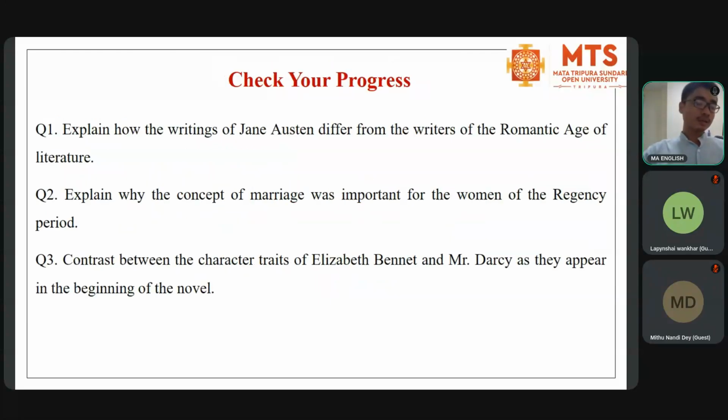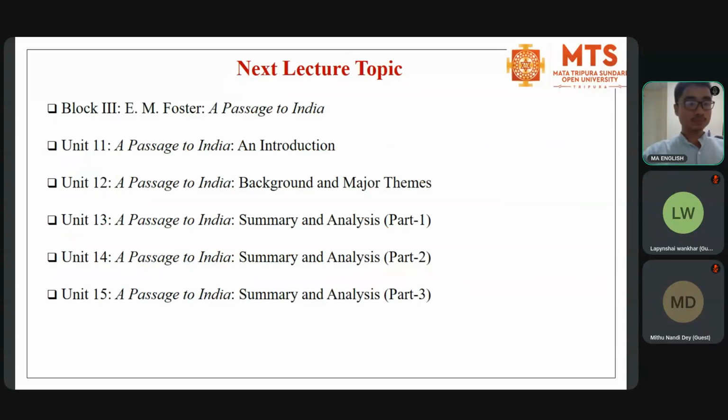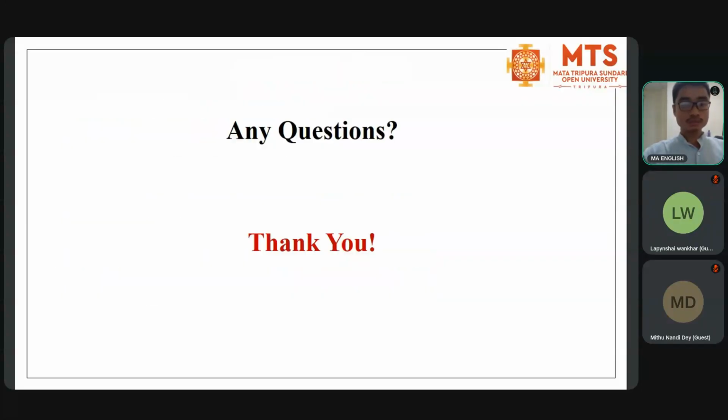So again, considering the tidbits that we talked about, you can look at these questions and try to solve them. And then this is what we are going to deal with in the upcoming lecture, that is E.M. Forster's A Passage to India.